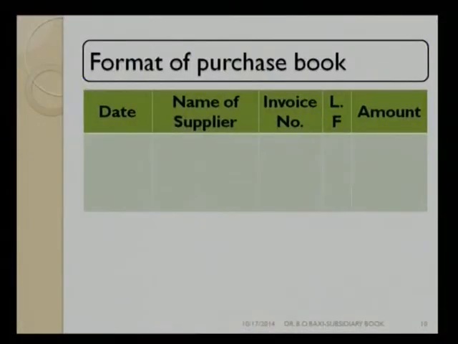Second part in that format is name of the supplier. Now here in the case of format, name of the supplier is very important. You are not supposed to mention which type of goods you have purchased. Then invoice number, that means bill number. Bill number is the number which is given in the bill along with the bill of supplier.